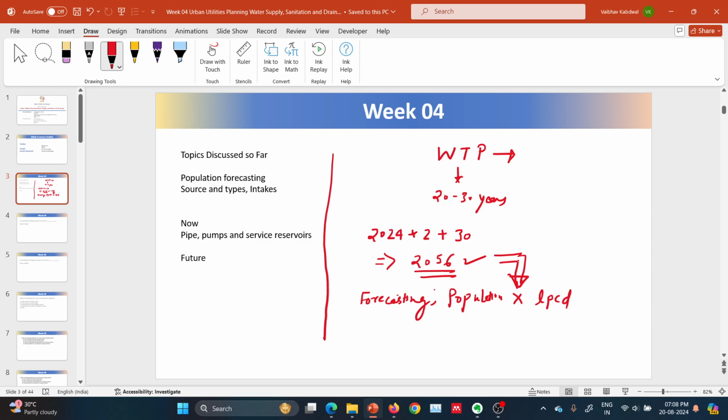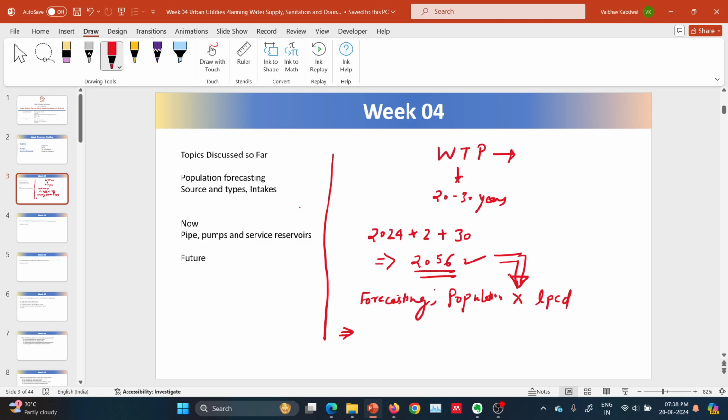And after that, for 2056, we need to have a water source. A water source can be a subsurface source, that means groundwater, and in surface sources, it can be rivers, lakes, or springs. So these are the water sources. For subsurface, we can go for wells, and we studied different types of wells in the previous session.